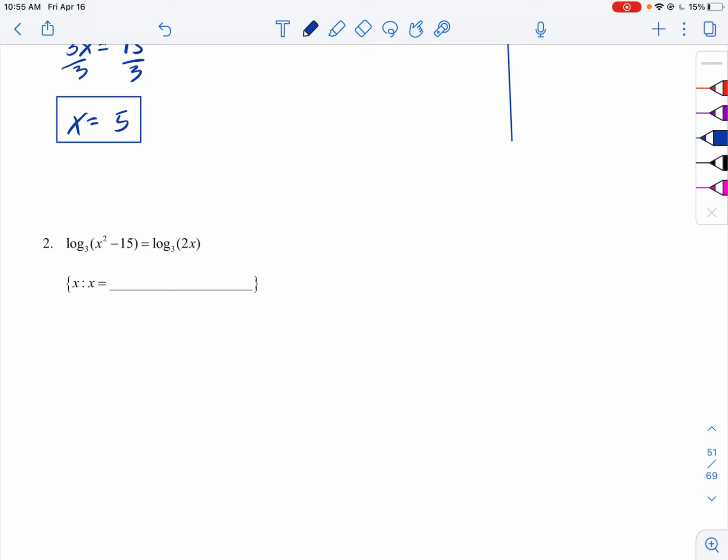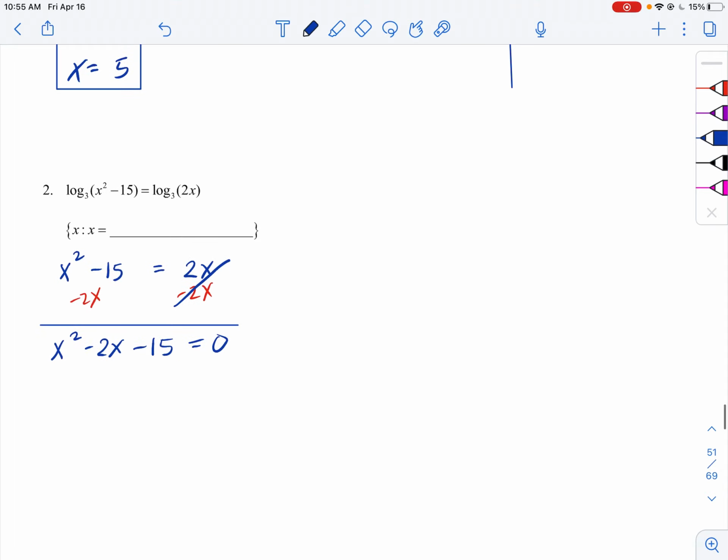Do they have the same base? Yes, they do have the same base. So I'm just going to move into copying this. And then I am going to subtract 2x. I'm going to put that right in the middle of x squared and the 15. So I'm going to end up with x squared minus 2x minus 15 equals 0.